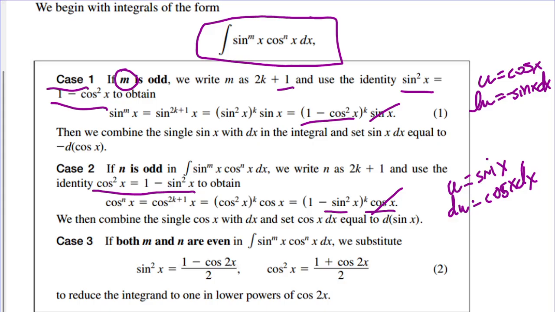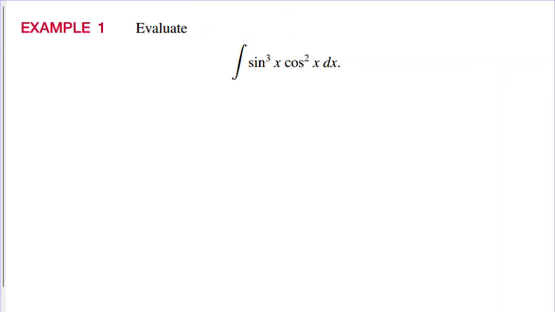The last case, if they're both even, then we're going to substitute using the trig identities for sine squared and cosine squared, and we'll look at one of those in the upcoming problems. Later on, we're going to do something similar with tangent and secant, but as I said, we'll do some examples of those later. Let's look at some examples.